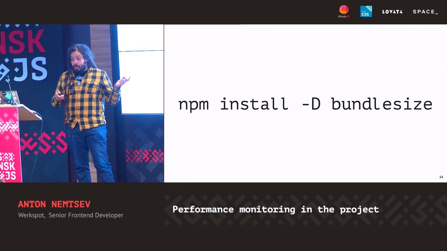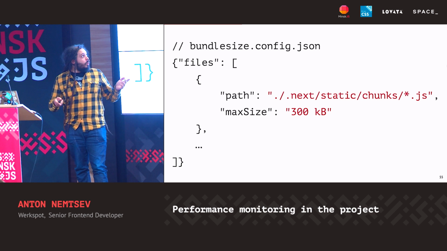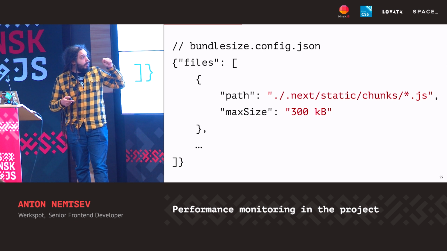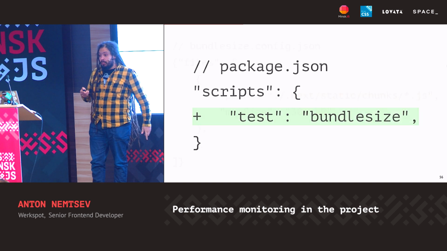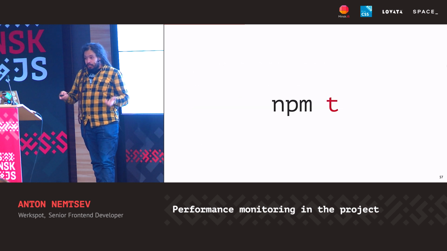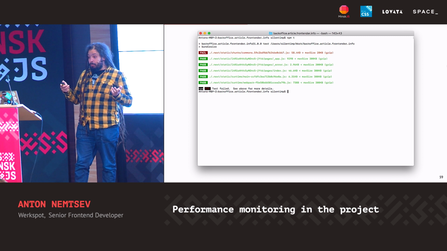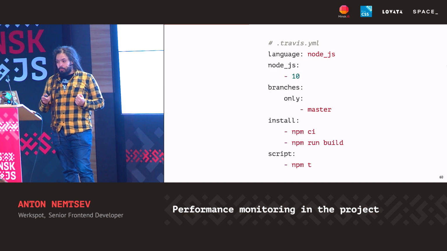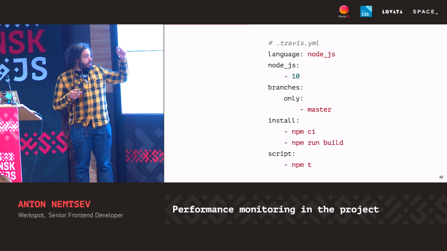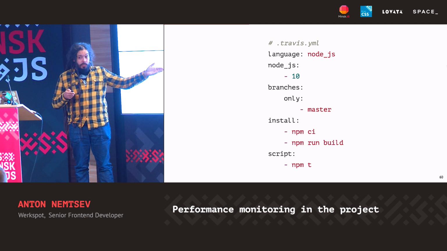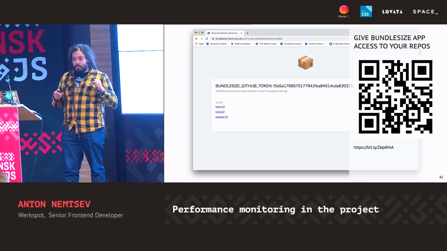Then we add it to the config file. Nothing fancy. Once again, we have a path with some mask and a maximum size for the chunks in this case. Add a script, run it, and here we are. It also may stop the pipeline, yes. To add it in the CI, we build stuff, and in the script part, we run it. That's essentially it. But where does the magic happen?